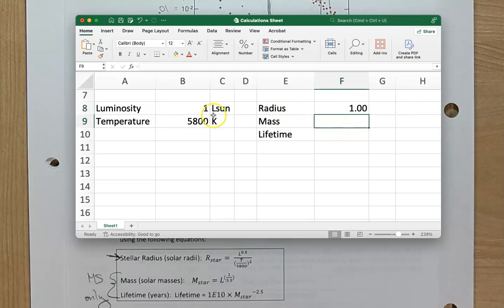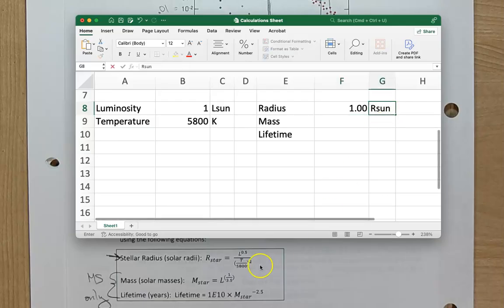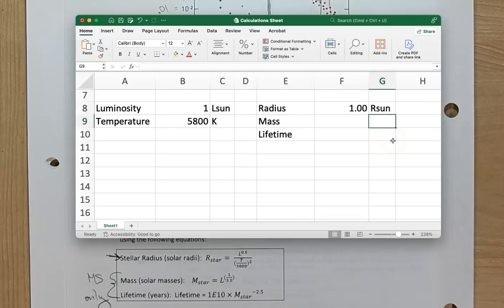If we have a star that is the same luminosity as the sun and the same temperature of the sun, what's the radius? Well, remember this formula gives us the radius in solar radii. So it turns out that star, if it's just as bright and just as hot as the sun, shouldn't be any surprise. That star is the same size as the sun. It's the same radius as the sun. 1 solar luminosity. All right.